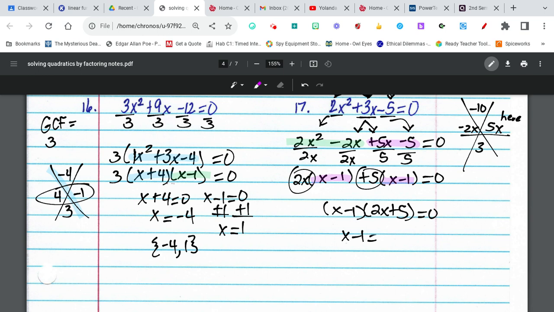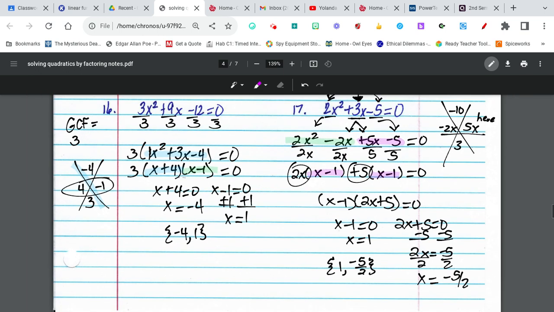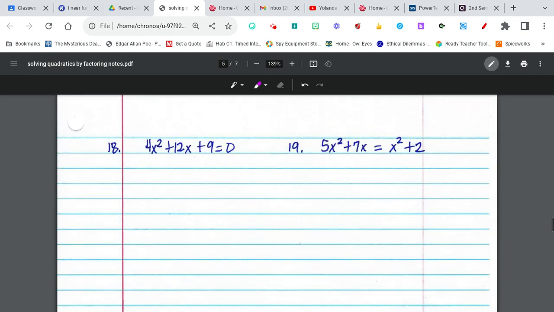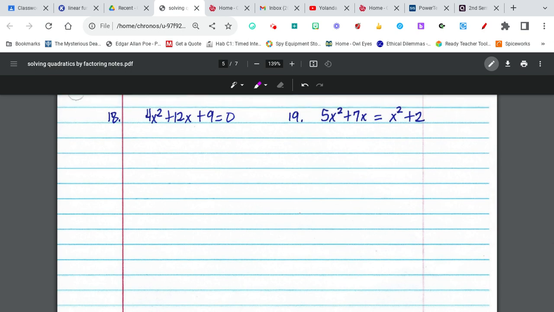Take each factor and set it equal to 0. So here x is 1. And when you solve this two-step, divide both sides by 2. x is equal to negative 5 halves. 1 and negative 5 halves. And that is how you solve that one. All right, you're going to pause the video and try 18. There's no GCF, by the way.